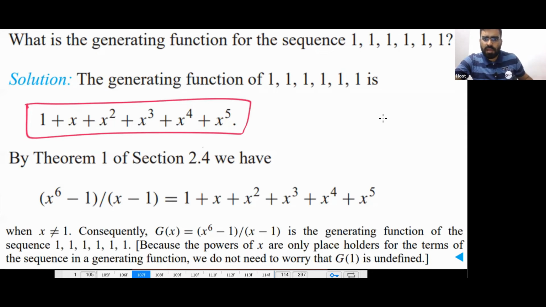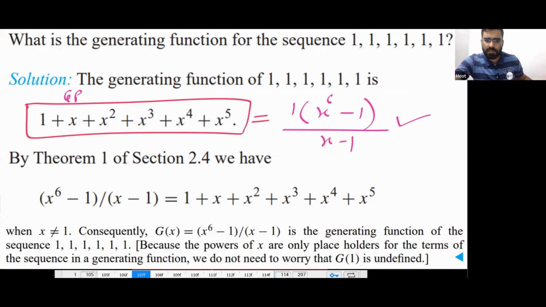Yes or no? They can also tell me this is a GP, not infinite, but a GP, right? So this formula will be a into r power n minus 1 upon r minus 1. How many terms do we have? The number of terms is 6. So they can give you this also. So this is the idea.